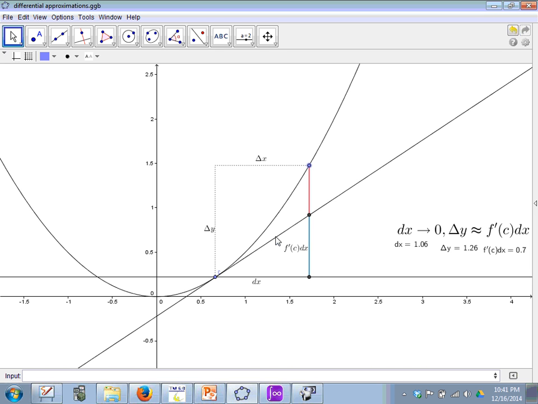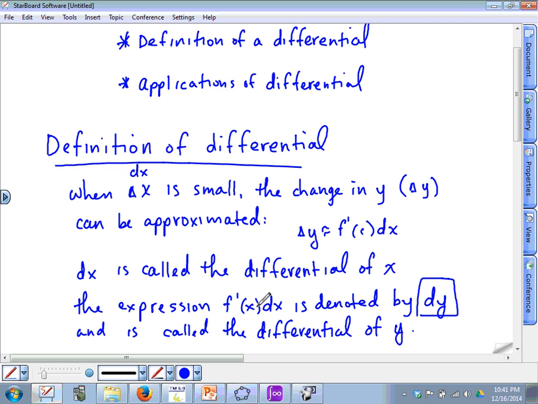But we've seen other notations for f prime of x. One of the notations was dy over dx. So if we have dy over dx, that's going to give us the slope of this tangent line, and the slope of the tangent line is given by the derivative f prime of x. So f prime of x dx is denoted by dy, and that's called the differential of y.